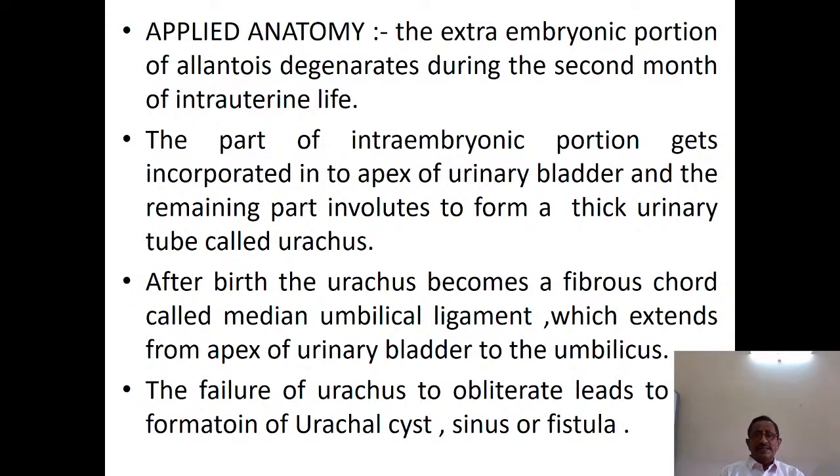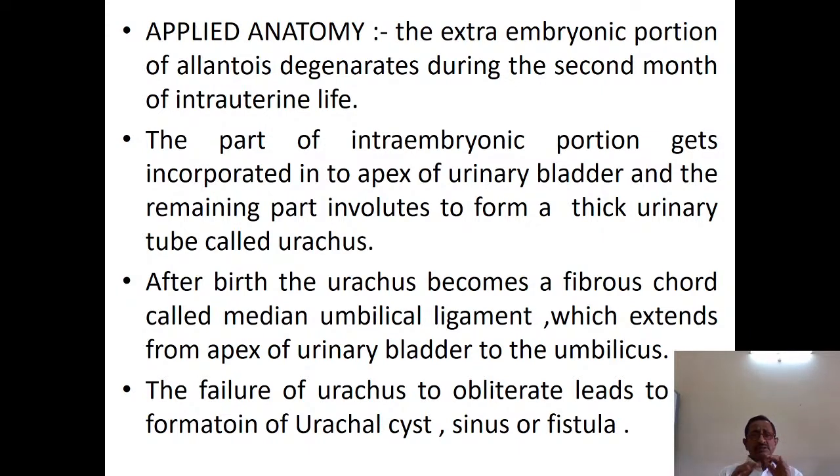Applied anatomy. The extraembryonic portion of allantois degenerates during the second month of intrauterine life. The intraembryonic portion gets incorporated into the apex of the urinary bladder, and the remaining part evolves to form a thick urinary tube called urachus. After birth, urachus becomes a fibrous cord called median umbilical ligament, which extends from the apex of the urinary bladder to the umbilicus. The failure of urachus to obliterate leads to the formation of urachal cyst, sinus, or fistula.